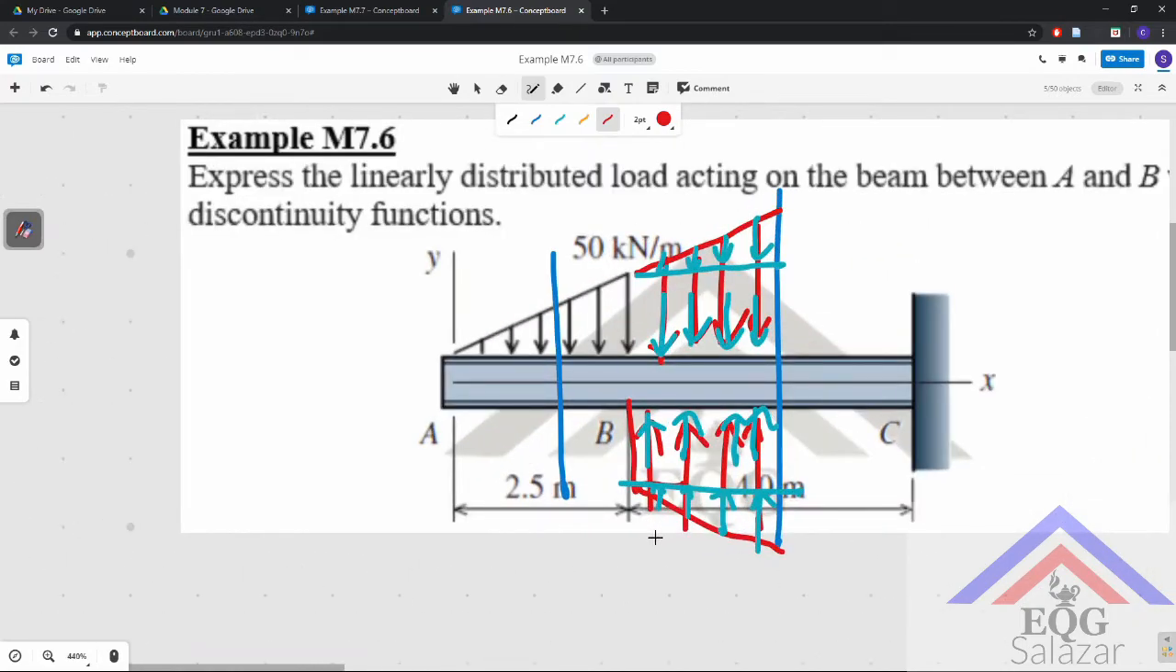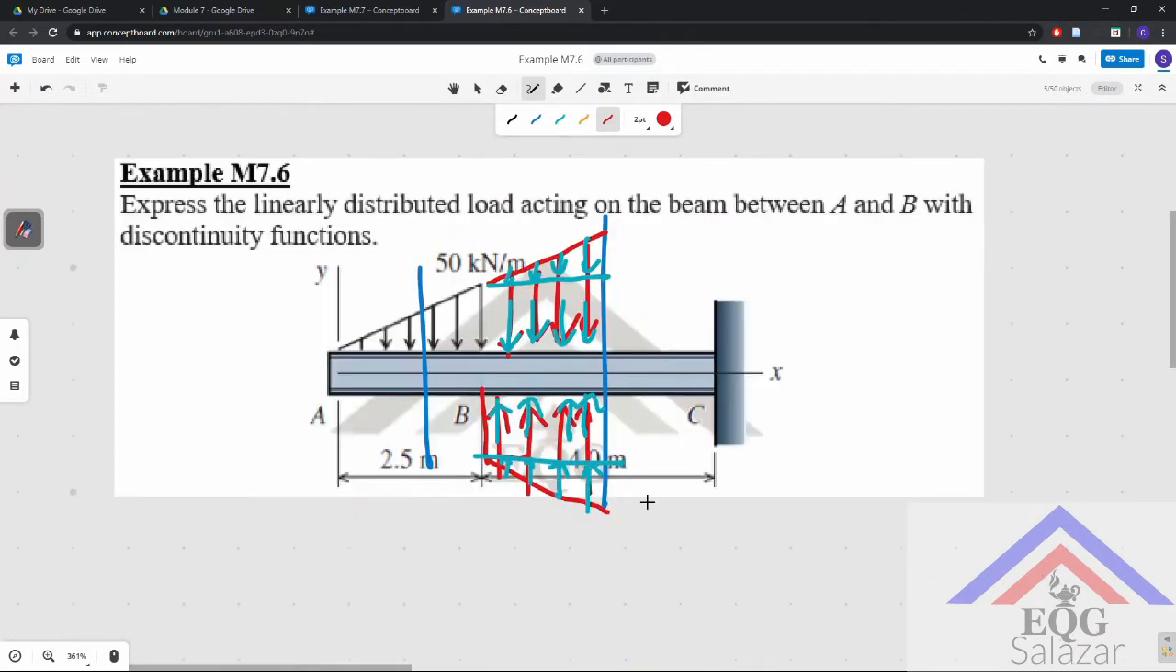Okay, let me rephrase that. It's adding on to the existing load and then canceling that out by opposing it with an equal but opposite in direction distributed load. All right, so I hope that's clear.